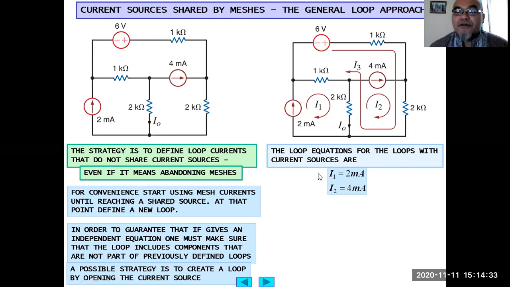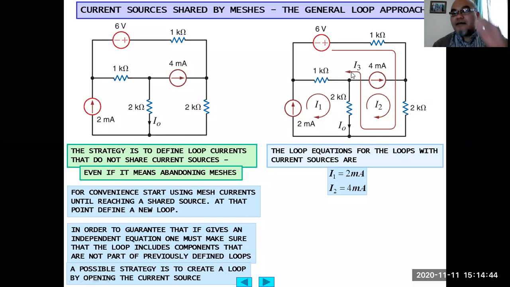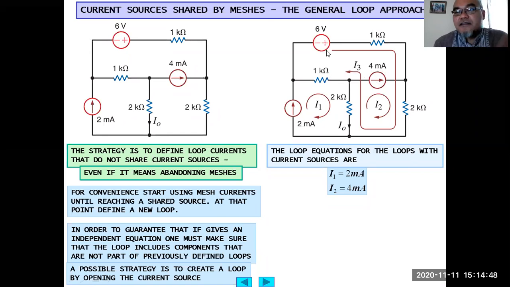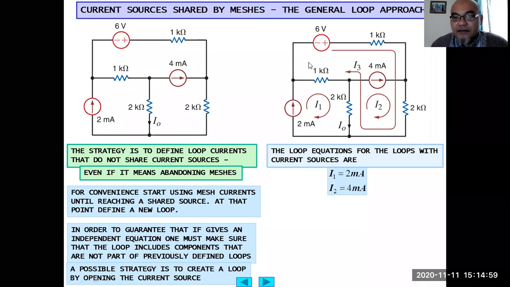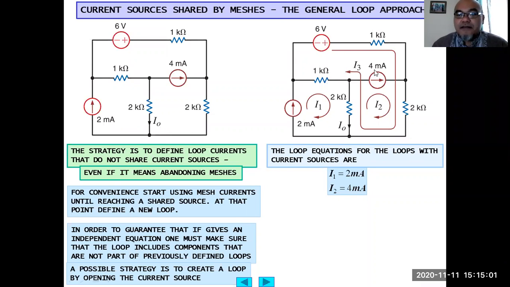The loop equations for the loops with current sources are I1 equals 2 milliampere and I2 equals 4 milliampere. Because now I3 does not interact with this current source. It goes surrounding it. That's why we can define I2 equals 4 milliampere, while I3 is the current flowing on the outer part of this 4 milliampere current source.